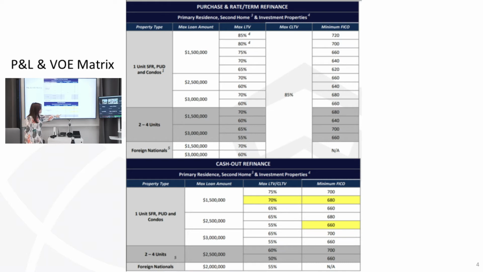But the LTV had to be 65% if the FICO score is 700. Right, Alex? Got it? How about if the LTV is 55%, what is the required credit score? 660. Thank you. So in this case, for example, our client has a 700 FICO score.